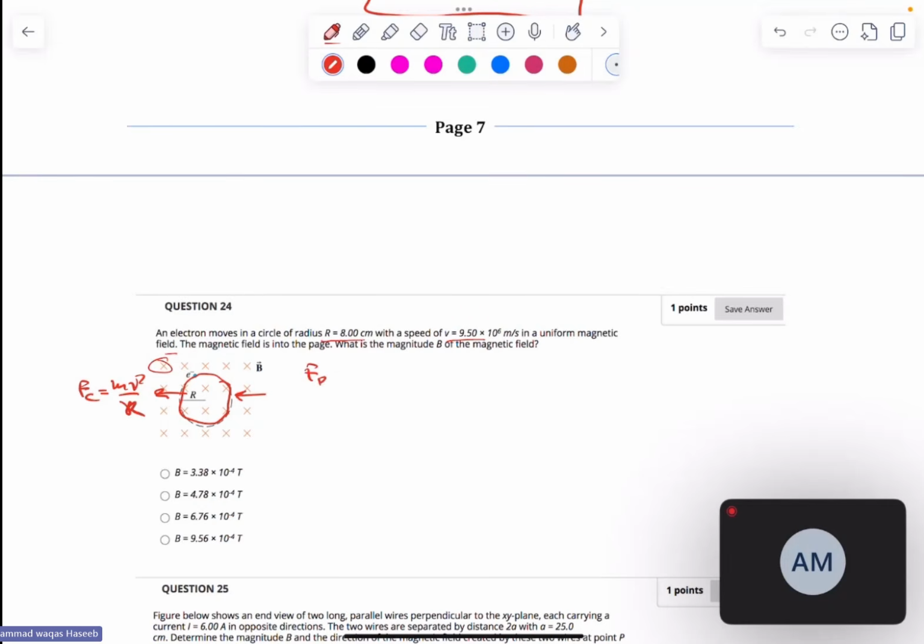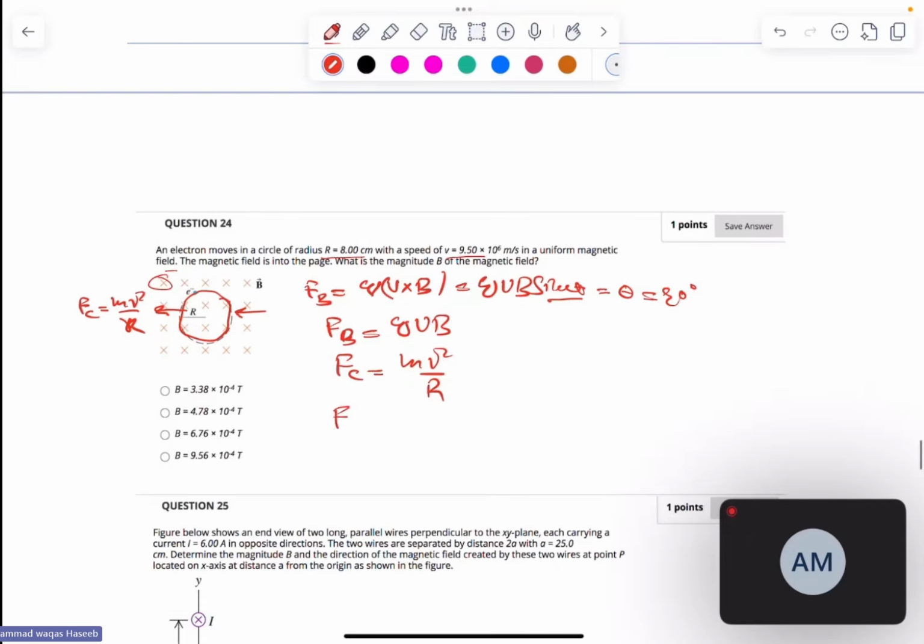So what is the magnetic force? It is q v cross B, which is qvB sine theta, and theta will be maximum if they are perpendicular to each other, so it will be 90 degrees. So your magnetic force will be qvB, and your centripetal force will be mv squared over r. When they both are equal, qvB equals mv squared over r.